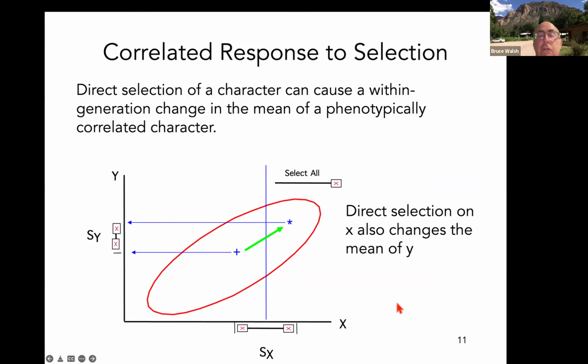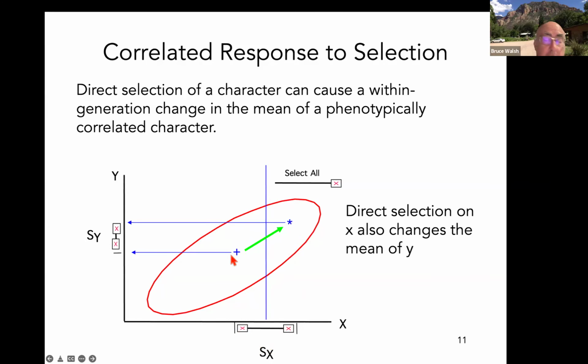And now let's go in and just select on X. So this plus here is the mean of the overall distribution. If I take individuals whose X value is above this threshold, then I have this little wedge. The mean of that wedge is now here. So what you see is that the mean of X in the selected portion is larger than the overall mean of X. So I have a selection differential on X.